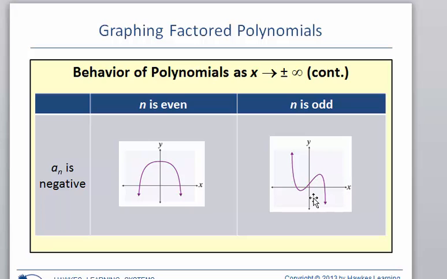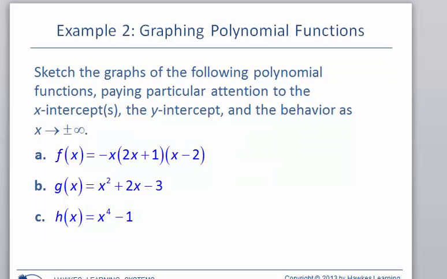So we want to keep that in mind, that end behavior of the graph, and the fact that it's determined by the leading coefficient and also by whether the highest power is even or odd. So let's look at an example. Here we have three examples, and we want to sketch the graphs of the polynomial functions. We want to note the x-intercepts, the y-intercept, and the behavior on the ends. And this expression right here where we say x is going to positive and negative infinity means what's happening on the edges of the graph, on the end behavior.